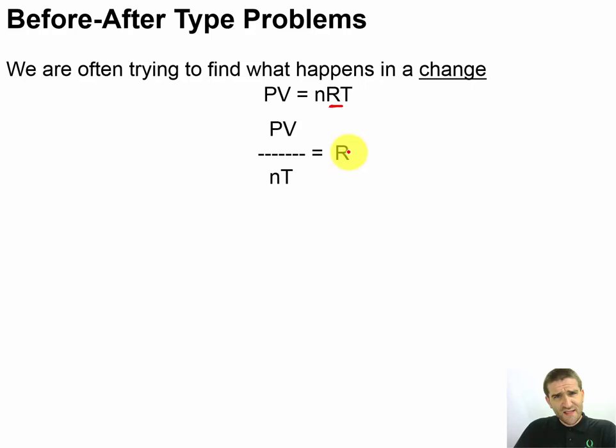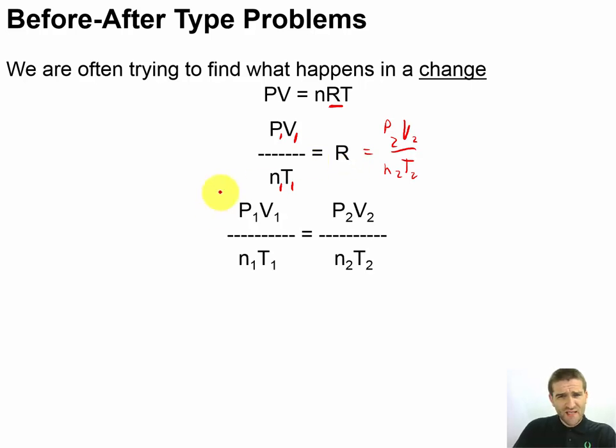Now, since R is a constant, we know that we could rewrite it so that there's subscripts on this. Our initial conditions are going to equal some sort of other condition. We can have the exact same thing rewritten, but now we can put a different set of subscripts on it. We can call it 2. And once we do that, we don't really need the ideal gas constant there at all. We can just write it simply as P1 V1 over n1 T1 equals P2 V2 over n2 T2.